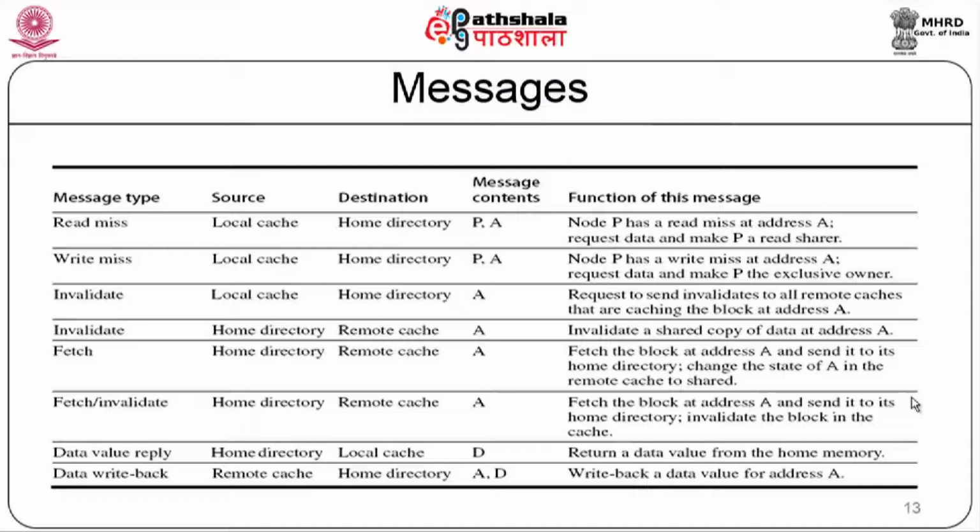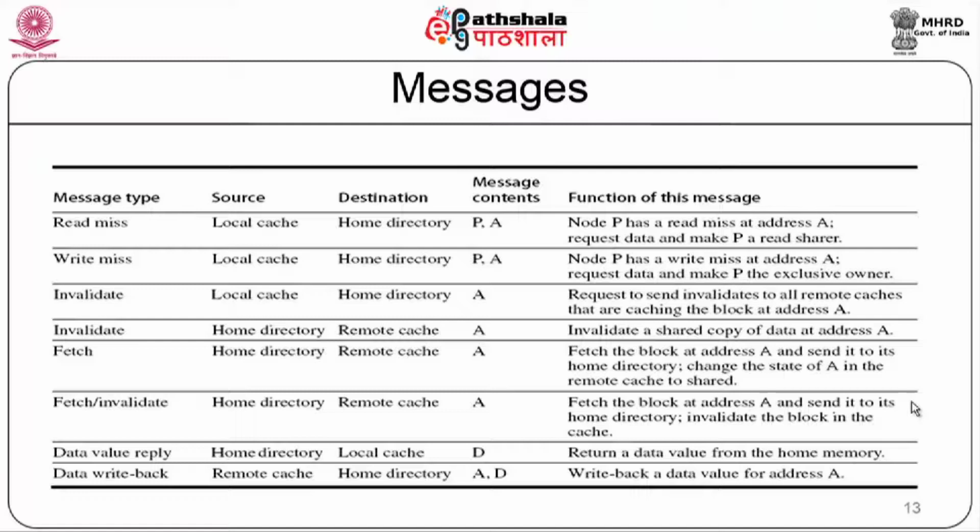Similarly, when you are looking at a data value reply, this type of message originates from the home directory, goes to the local cache, and the data is being transmitted. So, it returns a data value from the home memory. Somebody has put in a request for the data value, so you are just sending back the data value to them. If it is a data write back, this type of message comes from the remote cache, because the remote cache, in response to the directory's request, is writing back the data. So, the remote cache writes back the data to the home directory, and the address and the data are given. So, a write back of this data happens for the address A.